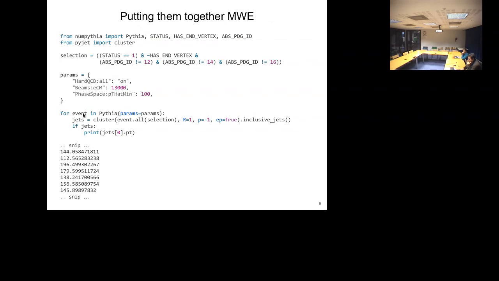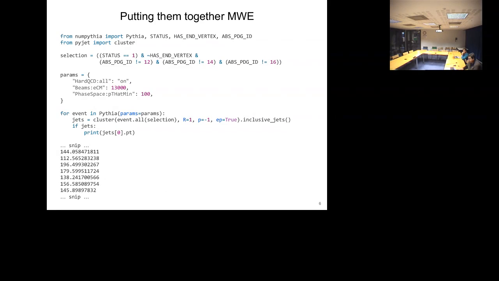I've configured pythia just to turn on all QCD. I set the beam center of mass energy, and then I've put a cut on the phase space, just so I get a bunch of interesting events where I have, say, a jet with at least 100 GeV. And it's really that simple. And it's fast, because on the back end, of course, it's compiled pythia and it's compiled fastjet.